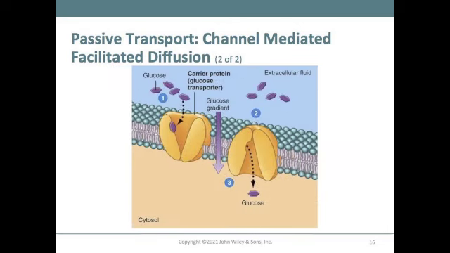That brings us to figure 3.7 on page 71. Figure 3.7 outlines carrier-mediated facilitated diffusion of glucose across a plasma membrane. So at step 1, glucose binds to a specific type of carrier protein called the glucose transporter on the outside surface of the membrane. And at step 2, as the transporter protein undergoes a change in shape, glucose passes through the membrane. And finally, at step 3, the transporter releases glucose on the other side of the membrane.